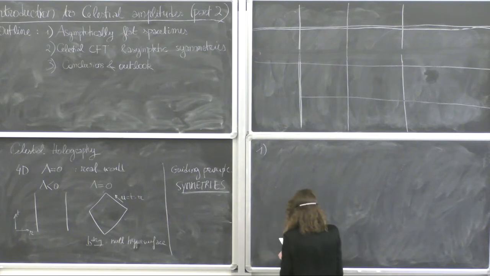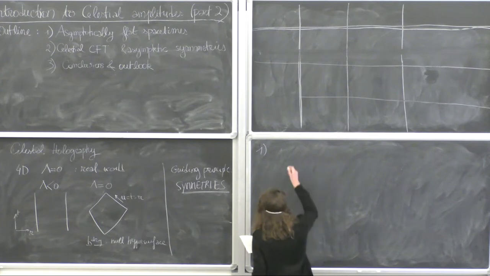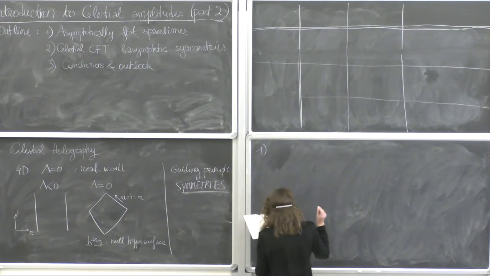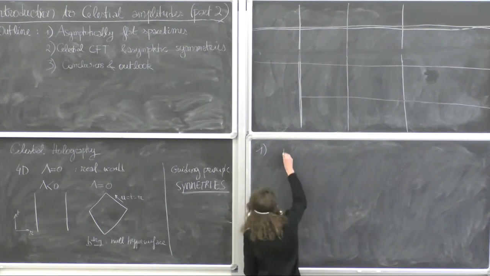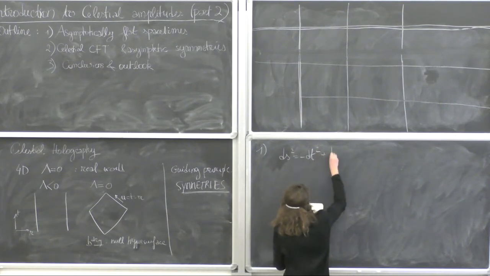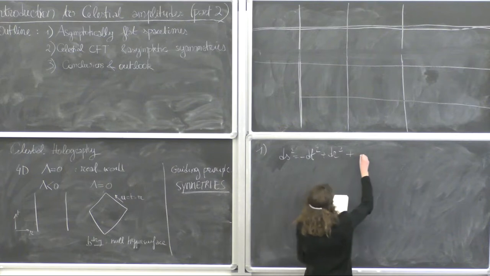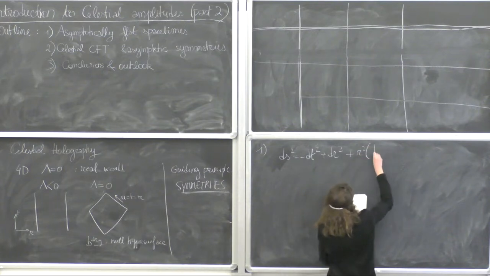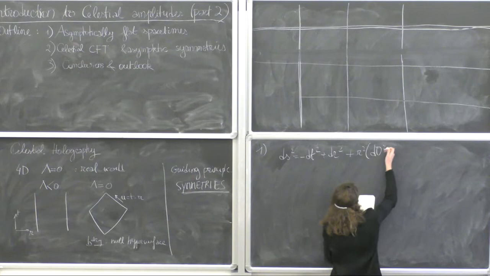Asymptotically flat spacetime. Let me start by writing down, very simply, first the Minkowski metric, so that we start really from square one here.